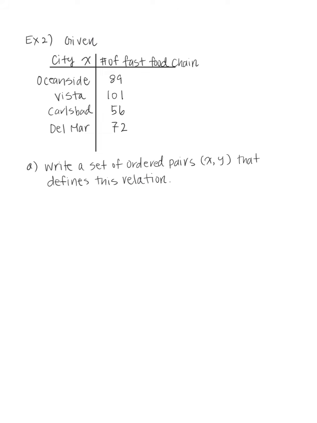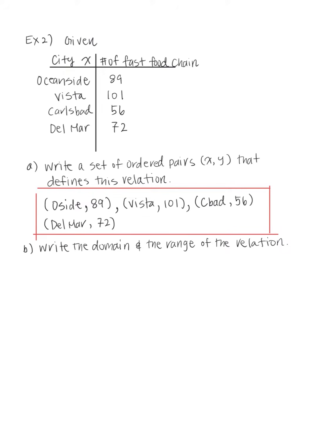This isn't too bad as long as we realize that this side is the domain and this side is the range. So we just make a relation out of it, x, y. The first one is going to be Oceanside. I'm just going to write it as O-side, 89. And then Vista, 101. And then Carlsbad, I'm just going to write it as C-bad, 56. And then Del Mar, 72. And that's that.